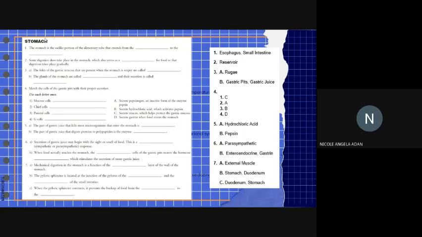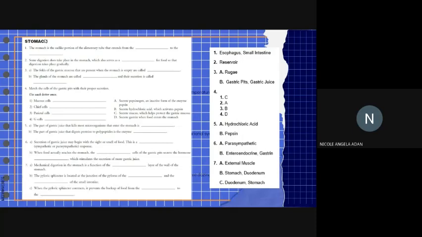Number 4. Match the cells of the gastric juice with their proper secretion. 1. Mucous cells, C. 2. Chief cell, A. 3. Parietal cell, B. 4. G cell, D. 5.